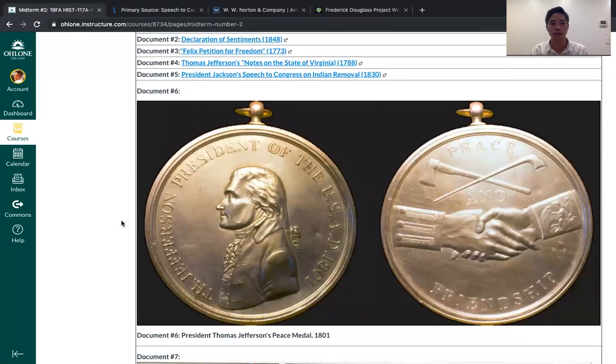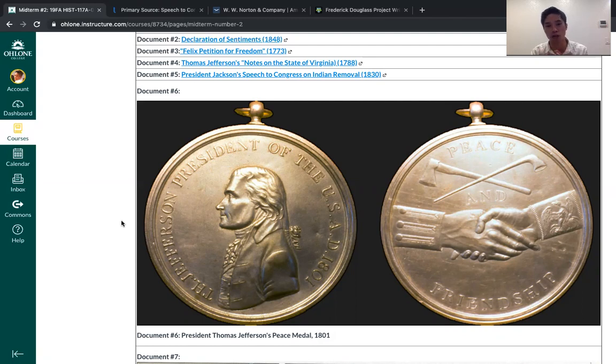Document number 6, this is very straightforward. What you see here, these were coins that were given to Native Americans out in the West as a way to somewhat establish friendly relations, establish somewhat trade, if you will. So this is an order from Thomas Jefferson.